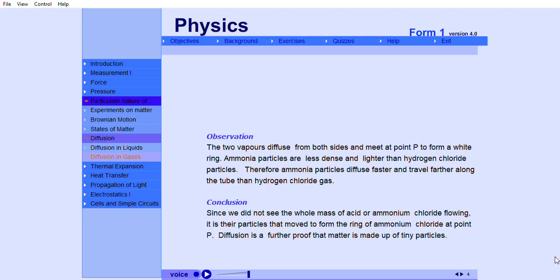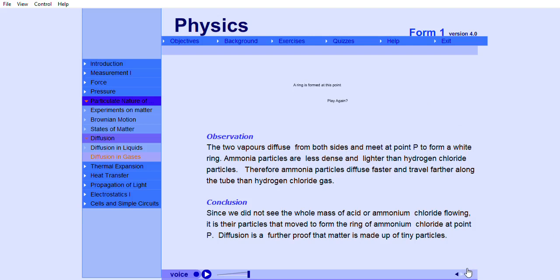Observation: the two vapors diffuse from both sides and meet at point P to form a white ring. Ammonia particles are less dense and lighter than hydrogen chloride particles. Therefore, ammonia particles diffuse faster and travel further along the tube than hydrogen chloride gas.